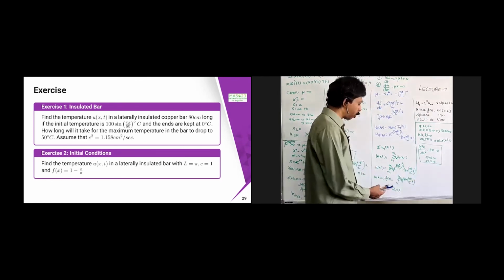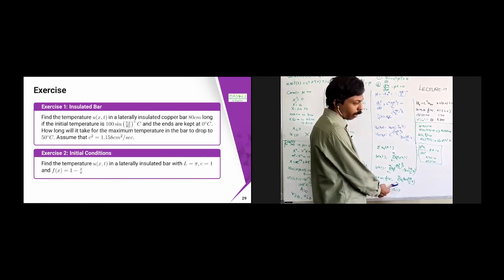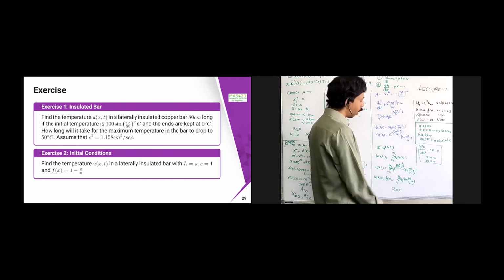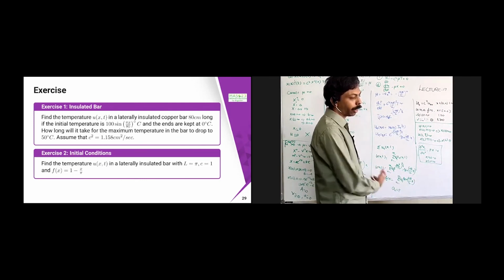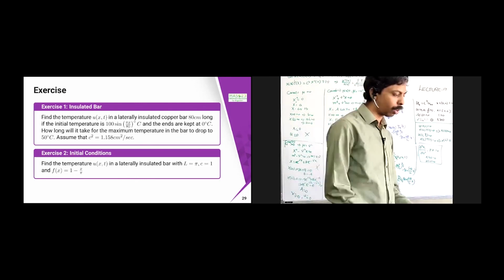So what you need to do is substitute it in this problem, then find your a_n and calculate it, and then you can find u of x comma t. Then you can see when this reaches 50 degrees Celsius. That is the first problem. Similarly, you can solve the second problem, which is of a similar type.